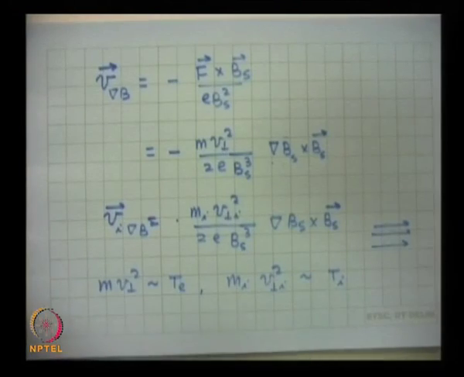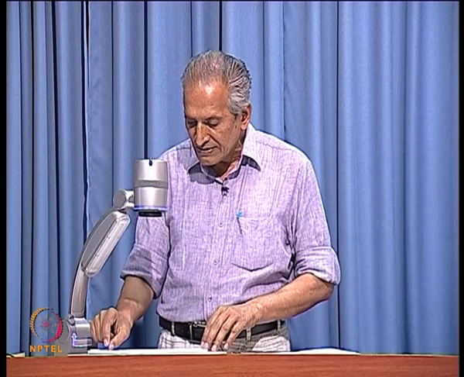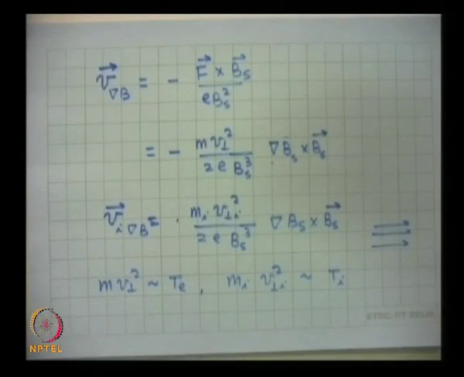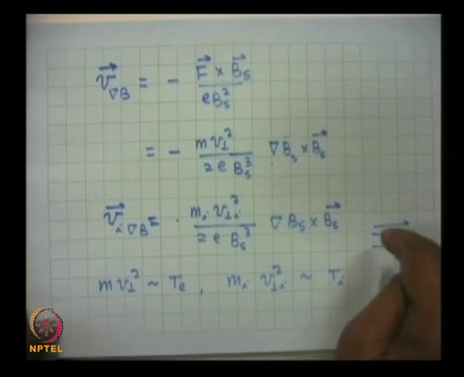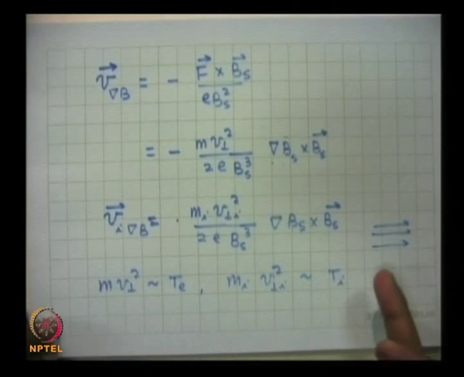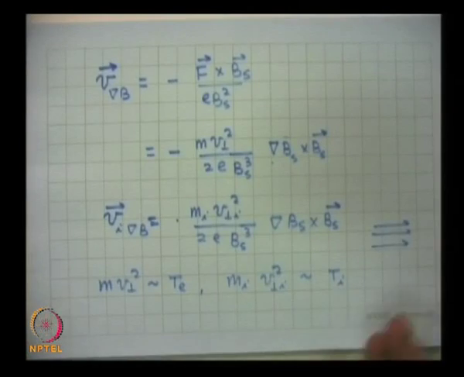And that is very dangerous, because if electrons and ions move in different directions, they will create a space charge separation, and a space charge field is created. That space charge field, which is created in this case in the vertical direction, will create an E cross B drift of electrons and ions in the same direction and push the particles away. So if there is an electric field produced perpendicular to this, then the electron E cross B drift and ion E cross B drift will be in the X direction, and the plasma will be pushed out. So electrons and ions both will be pushed out. So that is a very dangerous thing.